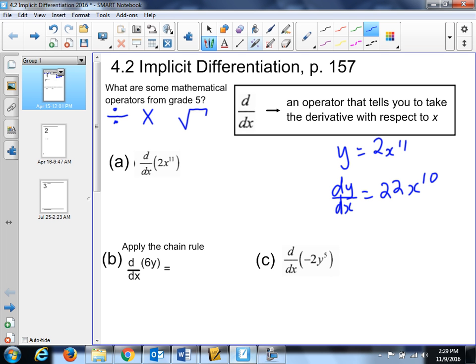You see how this works? Instead of saying dy by dx, I haven't defined this 2x to the 11 as y. I'm just saying do the derivative of 2x to the 11. And you'd say, well, that's 22x to the 10. And that's it. Yeah? Okay. That's the operator.